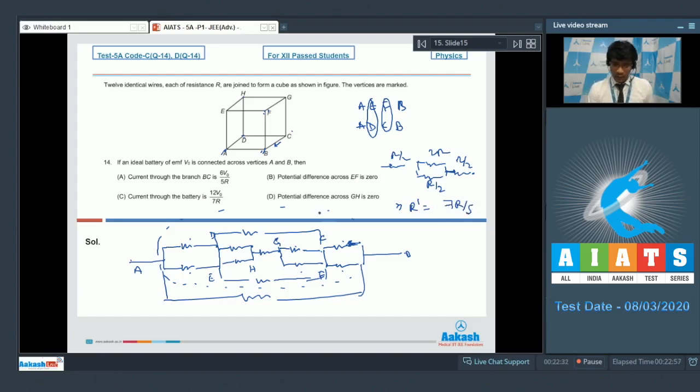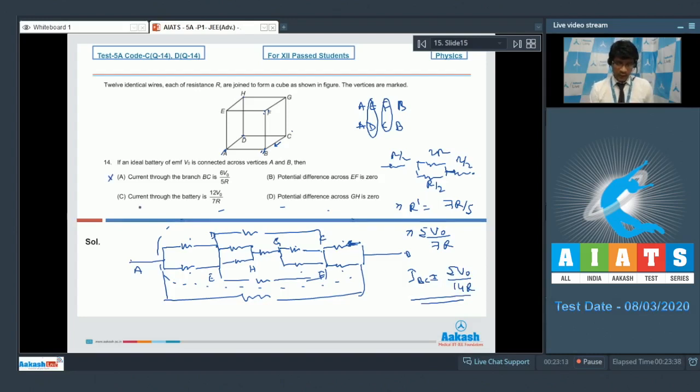That means the current across this segment would be V0 divided by 7R by 5. So the current across BC will be half of that. So the current across BC will be 5 V0 divided by 14R. It is not matching with the option given in A.